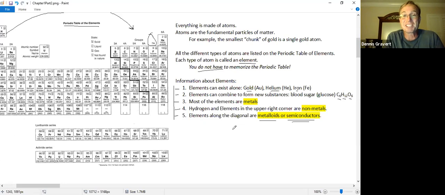Enough about the periodic table for now. There's more to know, but we'll get to that a little bit later.